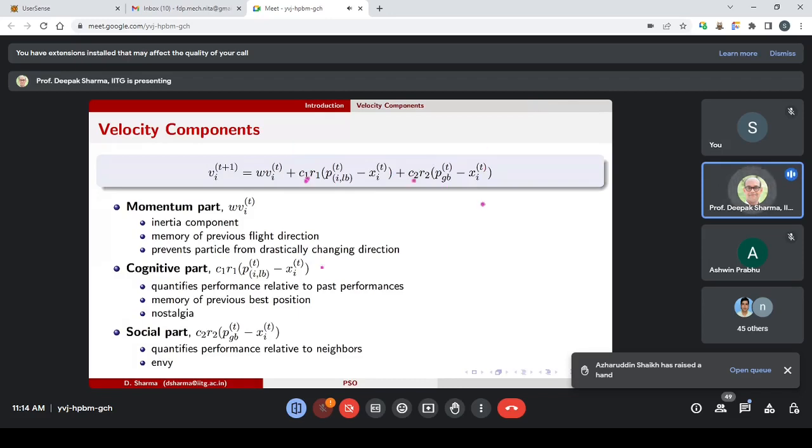If I take otherwise, this means C1 is more than C2. It means we are more focusing on the current position with respect to the local best rather than the global best.